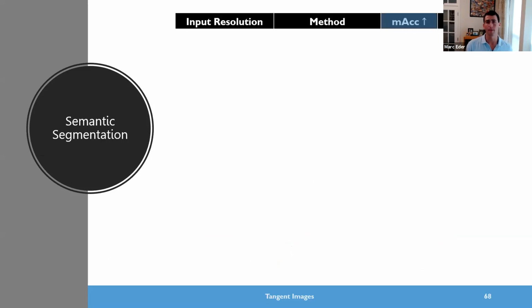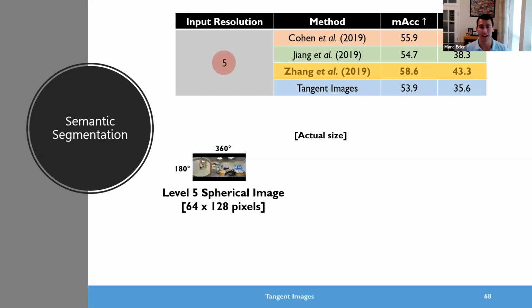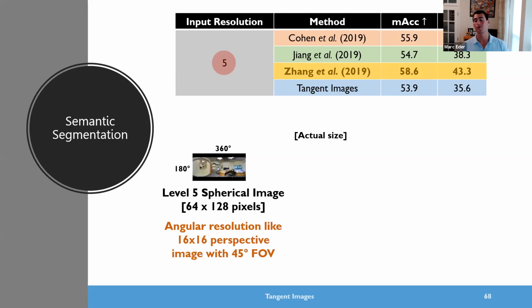So we use 2 standard metrics: mean IOU and mean accuracy. And the way I put this together, a little teaser here, you might say, hey, wait a second, how come tangent images don't do as well as that best performing paper from 2019? Well, it's because if you look at the input resolution here, they're using a level 5 spherical image. So here's an actual size level 5 spherical image for reference. Now, these have an angular resolution like that of a 16 by 16 perspective image with a 45-degree field of view. So this is like half of a thumbnail image.